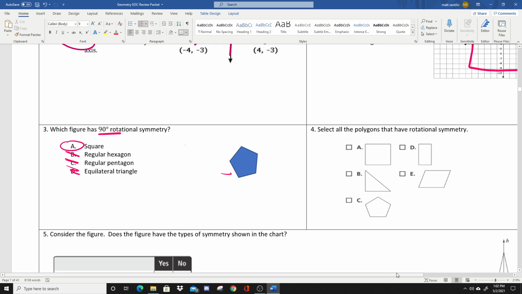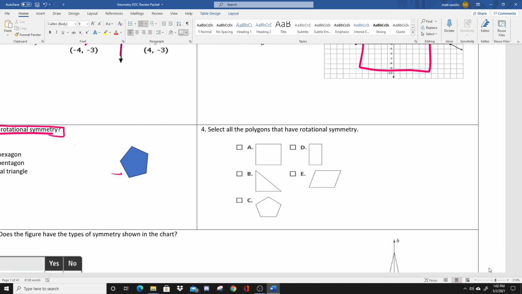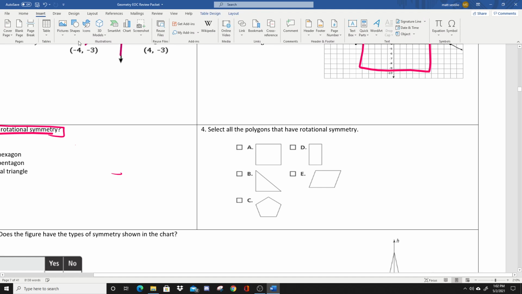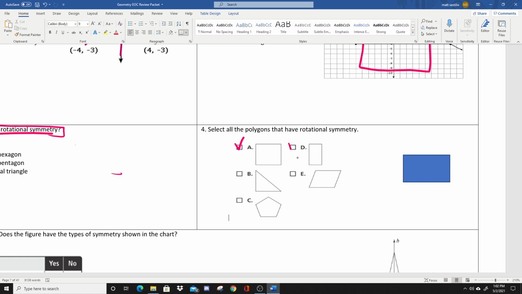And there is a pretty good Khan Academy assignment where he shows it a little bit better than what I just did. So I would maybe take a look at that. These are saying select all the polygons that have some sort of rotational symmetry. So if we had this rectangle and I just kept rotating it, would I ever get it to look the exact same? And I think we can. If I go like this, looks like if I rotate it 180, that one works. So A works for the same reason D works.